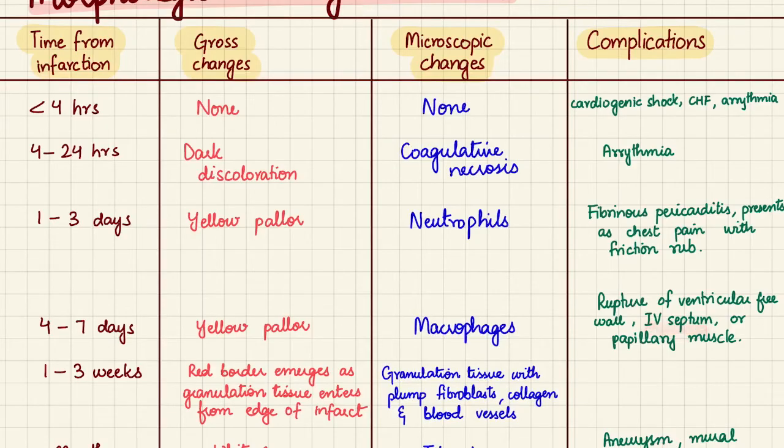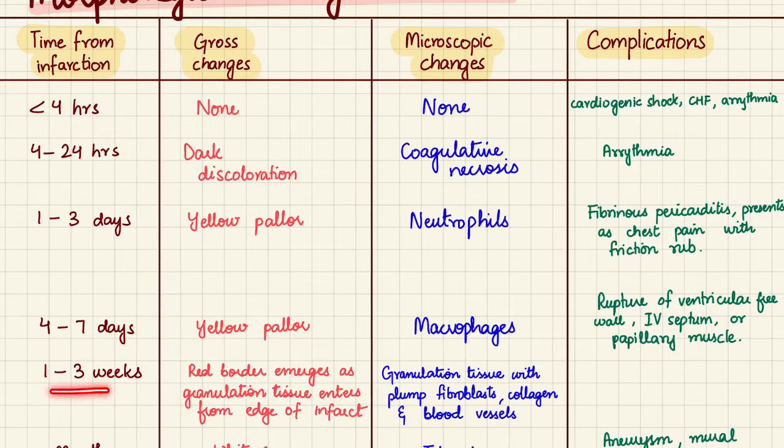Interventricular septum may get ruptured, and thus there will be development of a shunt. Or what can happen is that the papillary muscle may get torn, and we'll have problems with mitral valve closing, and it will cause mitral valve insufficiency.